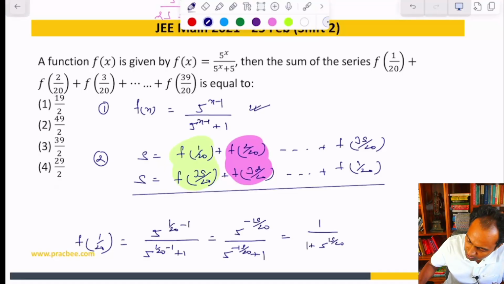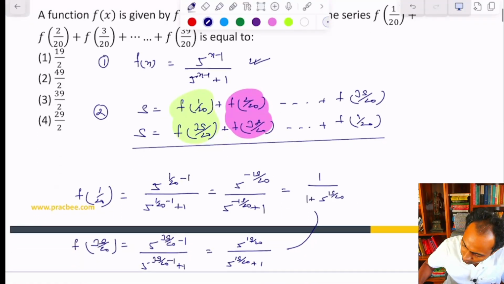Now if I do the same thing for 39 by 20, because we need to check whether the sum is constant or not, again I put the value in the same expression. This will be 1 upon 5 raised to the power 39 by 20 minus 1, plus 1. So this will become 5 raised to the power 19 by 20 upon 5 raised to the power 19 by 20 plus 1. Now if you add these two, what will you get?